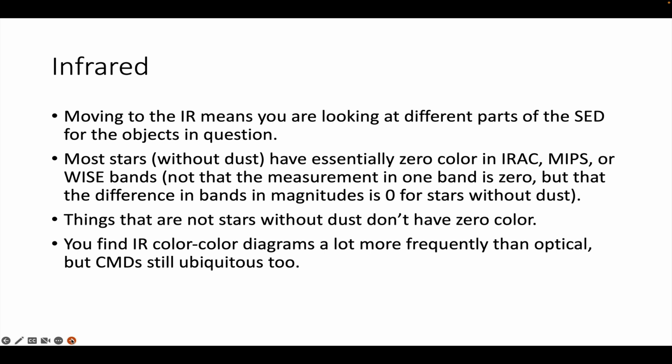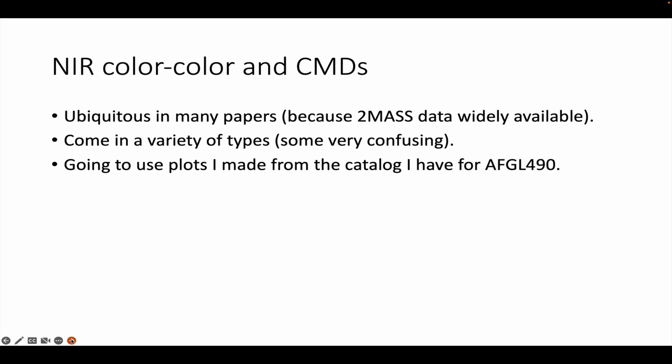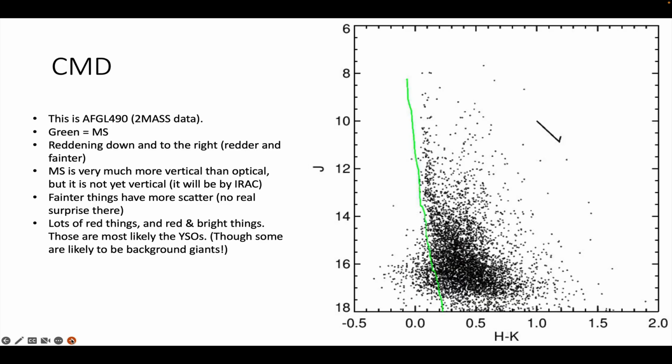You find IR color magnitudes all over the place, much more frequently than optical, but color magnitude diagrams are still everywhere too. The near-infrared color and color magnitude diagrams are ubiquitous in many papers because the 2MASS data are widely available and used everywhere. They come in a wide variety of types, some of which in the literature can be very, very confusing. I'm going to use some plots that I made for my NITARP team that studied AFGL 490, and I'm also using plots from the literature for comparison.